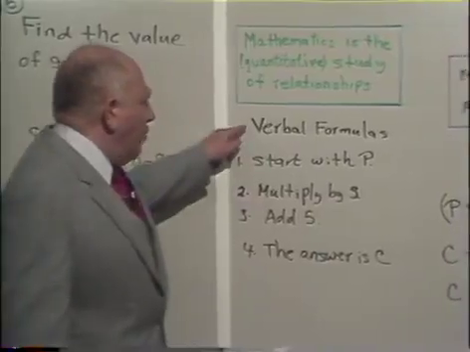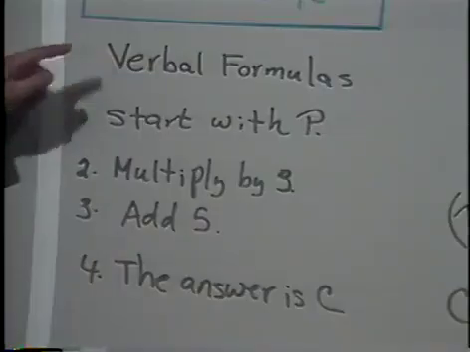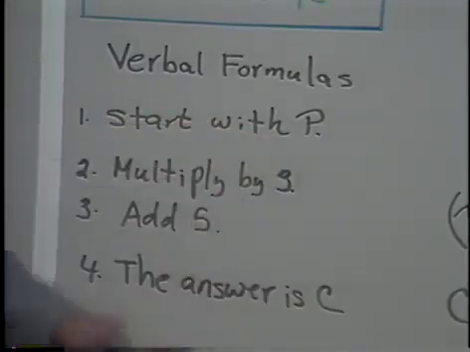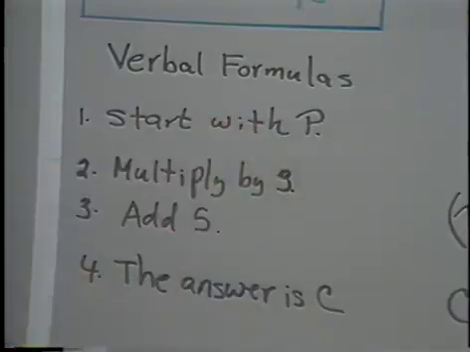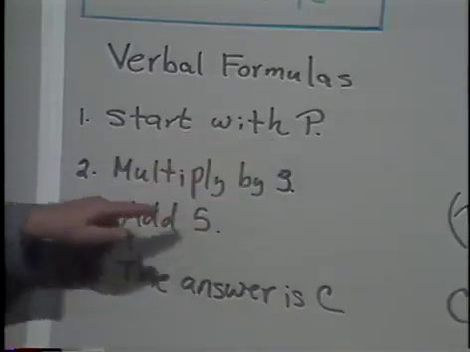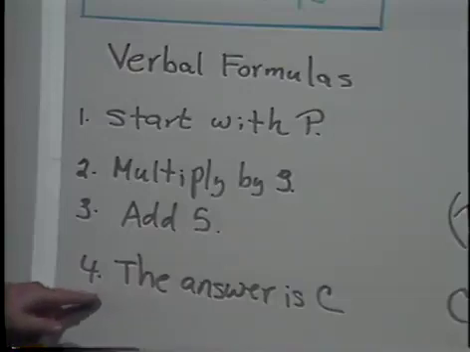And let me start off in a way that shouldn't frighten you. I'm going to start off with what I call just a verbal situation. I say to you, I don't know what number I want you to pick, so I'll just call it P. I say, start with some number P. Well, what number is P? It's whatever number you want to start with. You start with P. I say to you, multiply by 3. Then I say, add 5. And I say, whatever answer you get, you call that C.